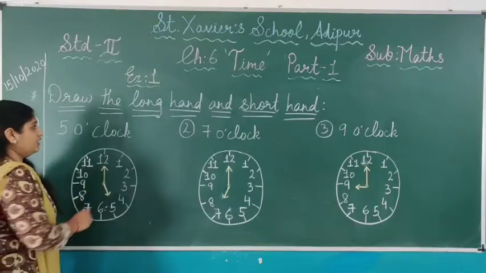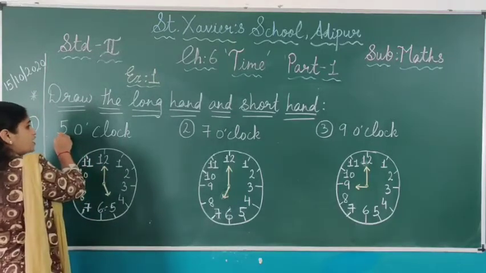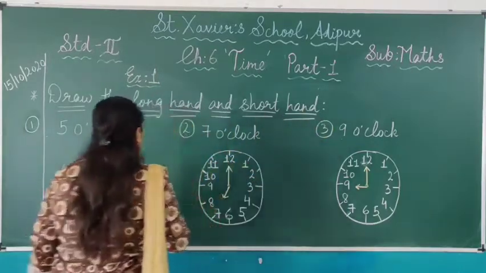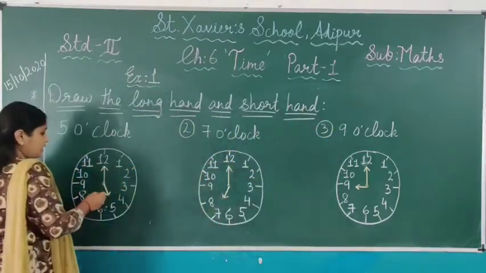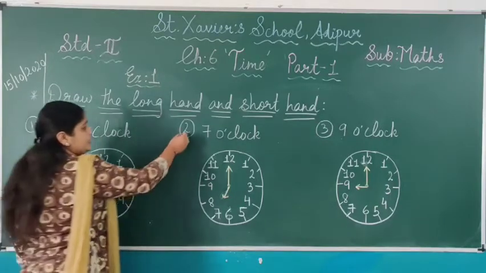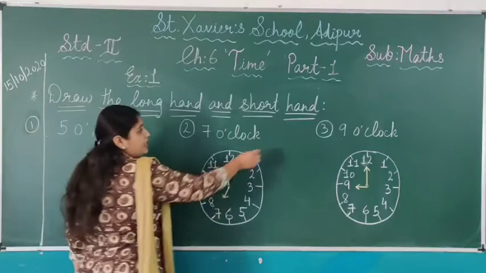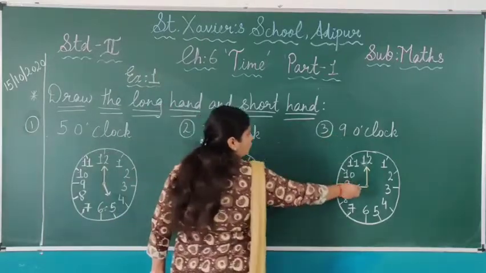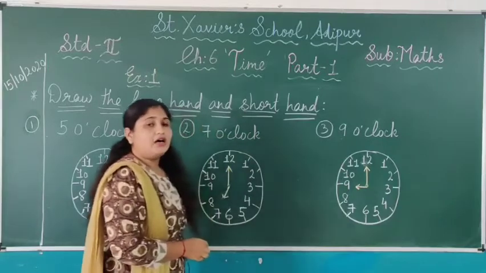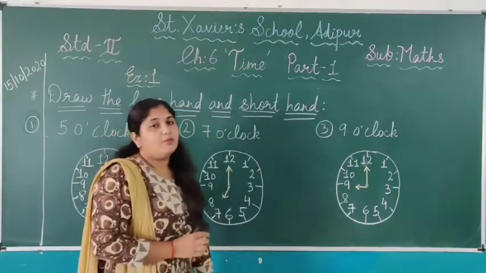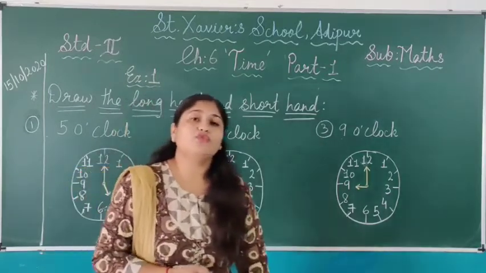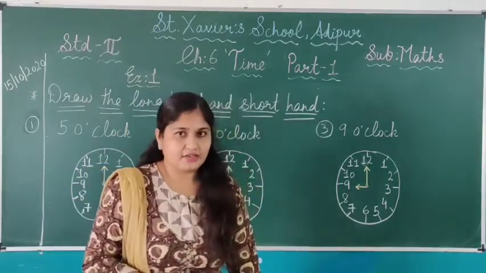And the short hand, the time which is given, 5, 7 and 9. So the short hand is at that numbers, right? See, in the first one at 5, in the second one at 7, and the third one is 9. So it is towards the 9, right? This 3, after completing this 3, you have to continue with the 4, 5 and 6. Okay?